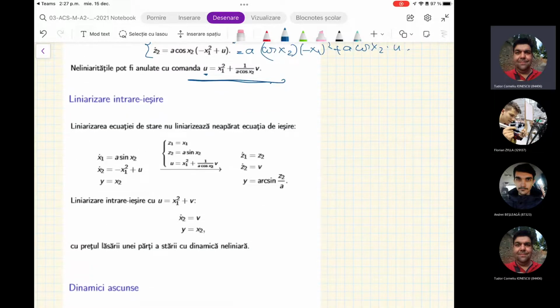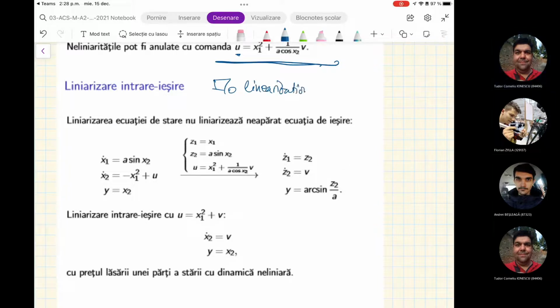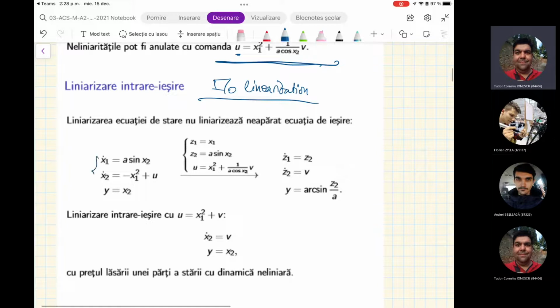Need I remind you, and I'm telling this to Florian, even if these slides are in Romanian, I'll also show other slides in English. So I'm just going to translate as I present the slides. This is called input-output linearization, as the title says. It says here that linearizing the state equation doesn't necessarily linearize the output equation. And look at this example.